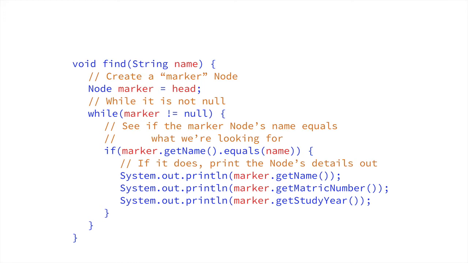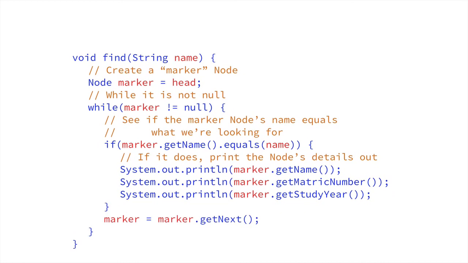Okay, so after we've done all of this, we created a marker, we've made the marker equal to the head, we've checked if it's null. If it's not, we check if the name equals the name we're looking for, and if it is, we print the details out. But we're never changing the marker, so this is always going to check the head. So what we have to do is make the marker equal to the next item of the list. If the marker is the head, marker.getNext is the second item in the list, because marker.getNext is the same as head.getNext. So the next item after head is what then gets assigned to marker.